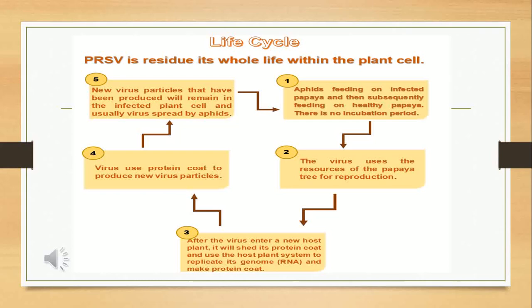Next, it is followed by the virus using the protein coat to produce new virus particles. After that, the new virus particles that have been produced will remain in the infected plant cell, and it will usually spread by aphids, and now we can see that the cycle will go on and on.